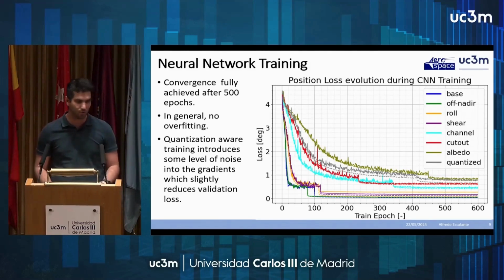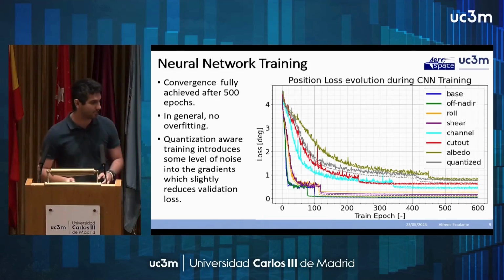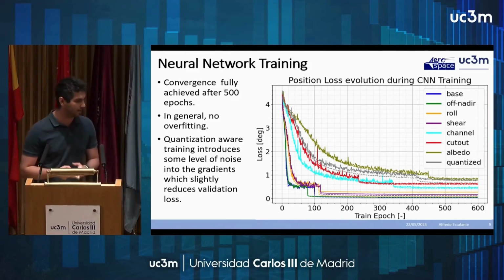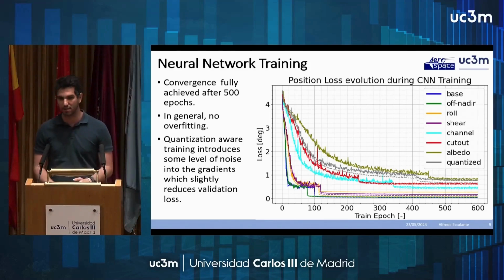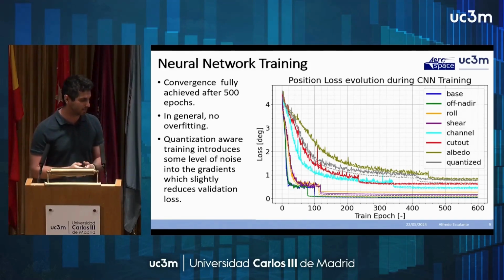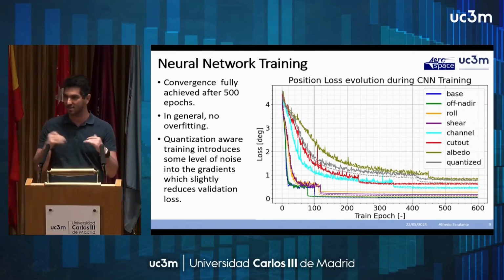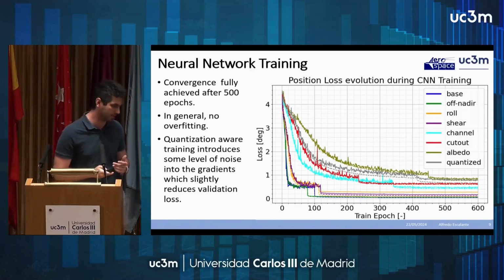So for the training, we're using datasets of 200,000 images, and we achieve convergence after 500 epochs. So our training time is now about 2 days with a quite powerful GPU. But in general, we don't have overfitting, and we also apply quantization during training because we are quantizing the network because we want to reduce the size as much as possible since we want to uplink it to the spacecraft. But actually, this quantization-aware training improves the validation loss because the noise in the weights acts as a regularizing agent, so that's good for us.